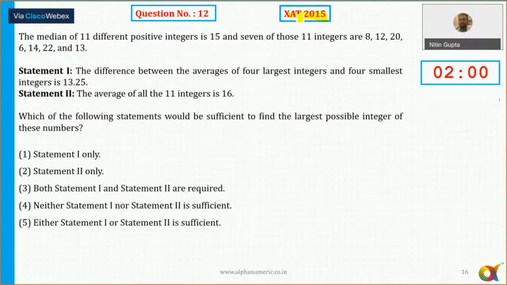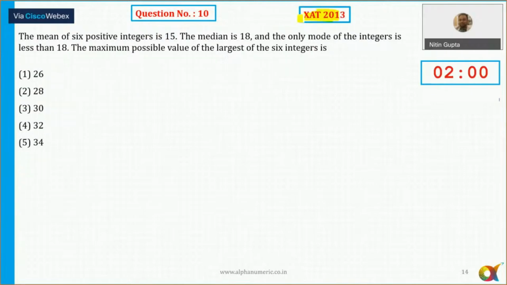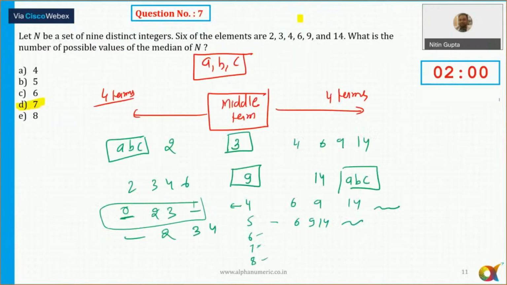Tell me. But my advice will be that instead of solving it here, when you are writing XAT 2011 as a sectional test, XAT 2012 as a sectional test, 13, 14, 15 as a sectional test, at that point of time, just see whether you can solve it or not. Because in those videos, I have already discussed all those questions.